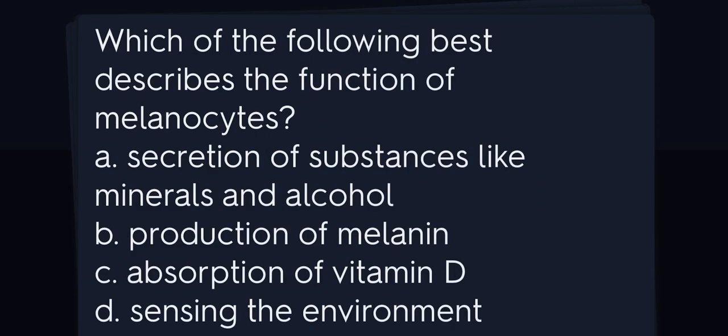Which of the following best describes the function of melanocytes? A. Secretion of substances like minerals and alcohol. B. Production of melanin. C. Absorption of vitamin D. D. Sensing the environment.